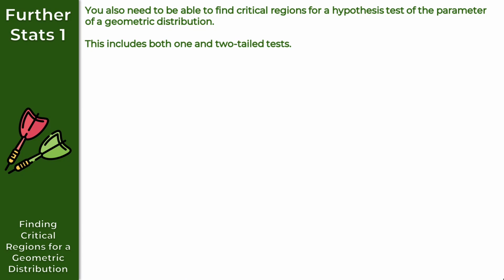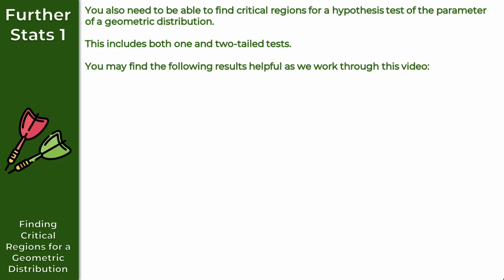In this video, we're going to take a look at finding critical regions of a geometric distribution. For further stats, you also need to be able to find critical regions for a hypothesis test of the parameter of a geometric distribution. And just like we saw for the Poisson distribution, this does include both one and two-tailed hypothesis tests.